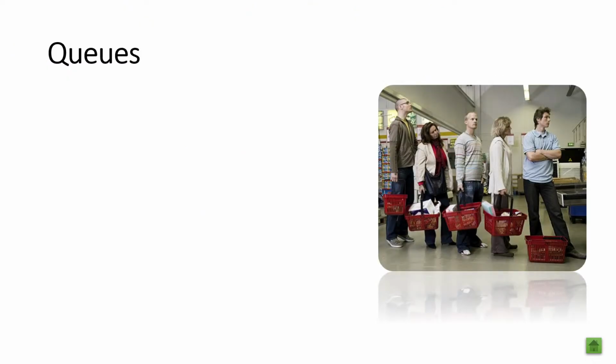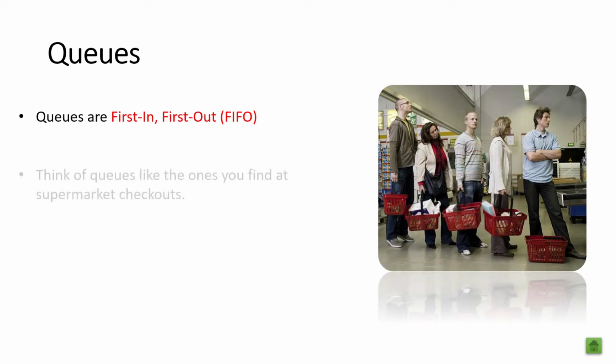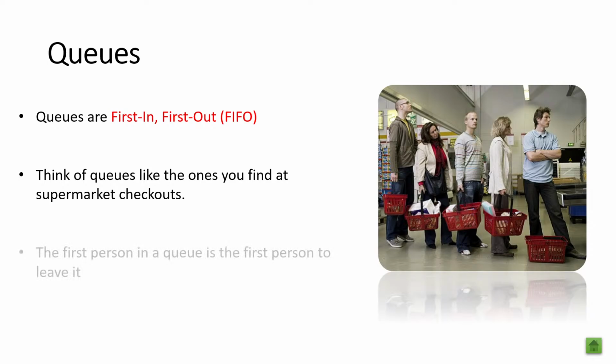The next data structure to look at is a queue. And we love queuing. So a queue is a first in, first out data structure. Think of queues like the ones you find at supermarket checkouts, with the first person being in the queue will be the first person to leave it.